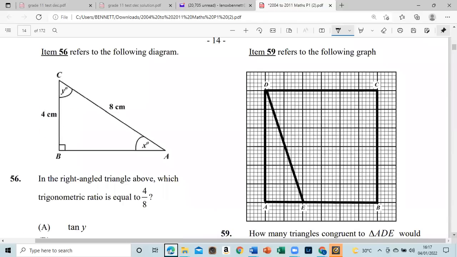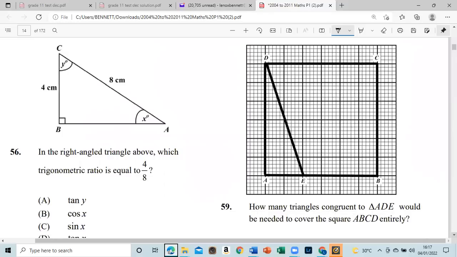Alright, in the right-angled triangle above, which trigonometric ratio is equal to 4/8? Oh, tan. Alright, is it a cos or something? So opposite over hypotenuse, yeah, from x. So that's the same, opposite over hypotenuse. Same as that one. Now I'm going to clear it up.